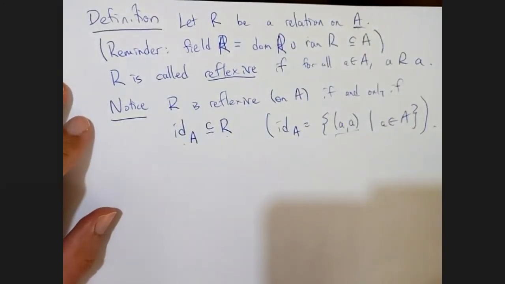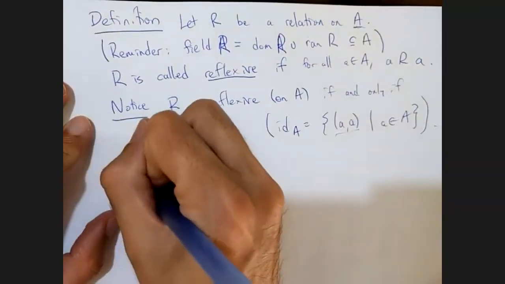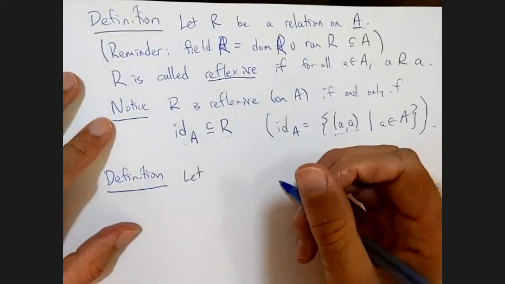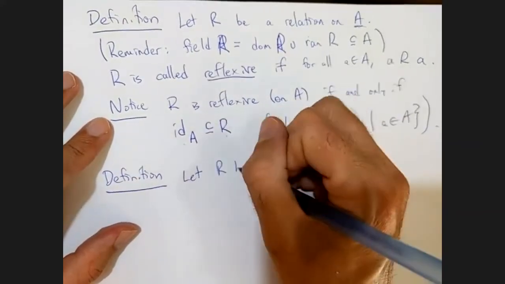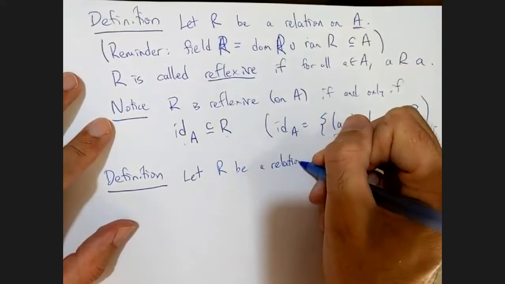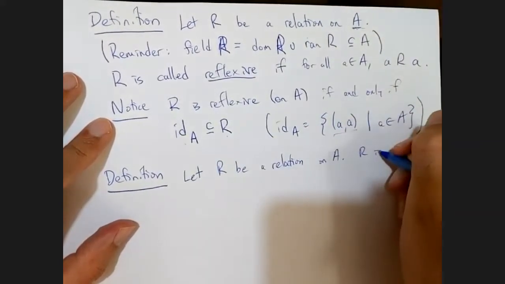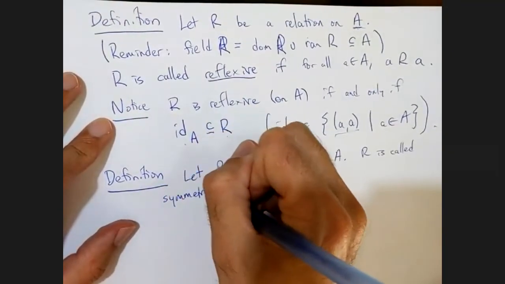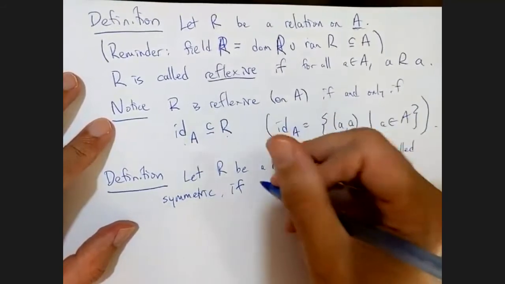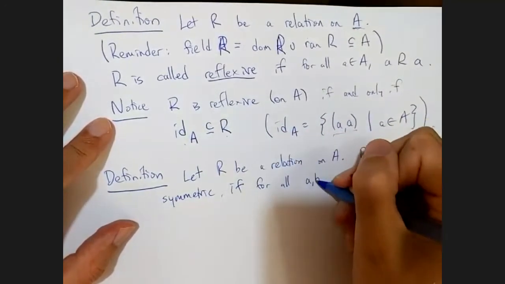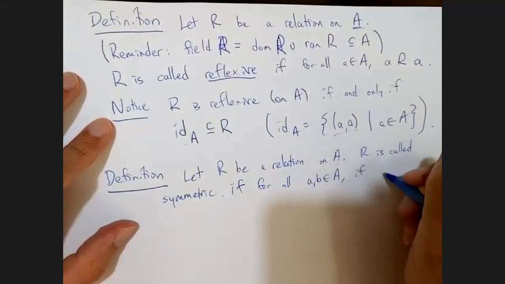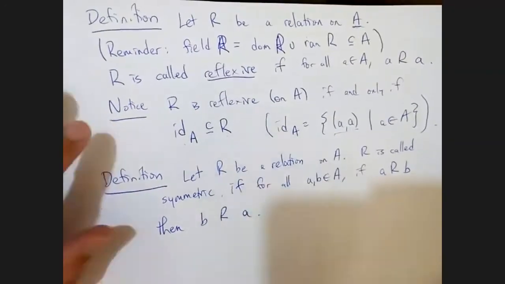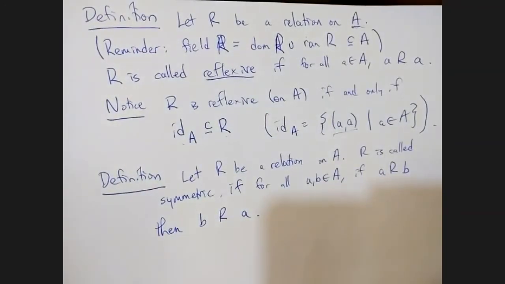Well, what's next? Well, we have symmetric. Let R be a relation on A. R is called symmetric if for all a and b in A, if a is related to b, then b is related to a.